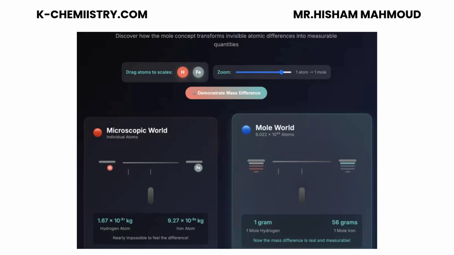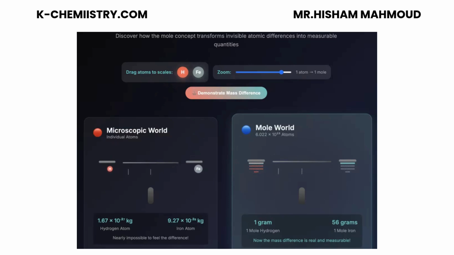The easiest way to understand that is to imagine we have two different balances. One is a small, tiny one. This is for the atoms that we cannot see. Here, if you compare the hydrogen and the iron atoms together, they are nothing. Can you see this in kilograms? 1.67 times 10 to the power of -27 kilograms for 1 atom of hydrogen, and 9.27 times 10 to the power of -26 kilograms for 1 iron atom. This is nothing. If you keep adding hydrogen atoms or iron atoms, it doesn't change anything on the scale. You cannot feel the difference. It's impossible to feel the difference between these two, and the microscopic balance cannot know the difference.